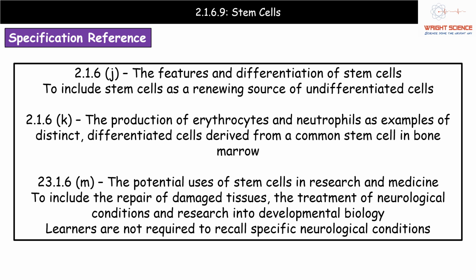This is part of our Module 2 Part 6 series looking at cell division, cell diversity and cell differentiation, and in this video we'll be having a look at specification references 2.1.6J, the features and differentiation of stem cells, 2.1.6K, the production of erythrocytes and neutrophils as examples of distinct differentiated cells derived from a common stem cell in bone marrow, and 2.1.6M, the potential uses of stem cells in research and medicine.